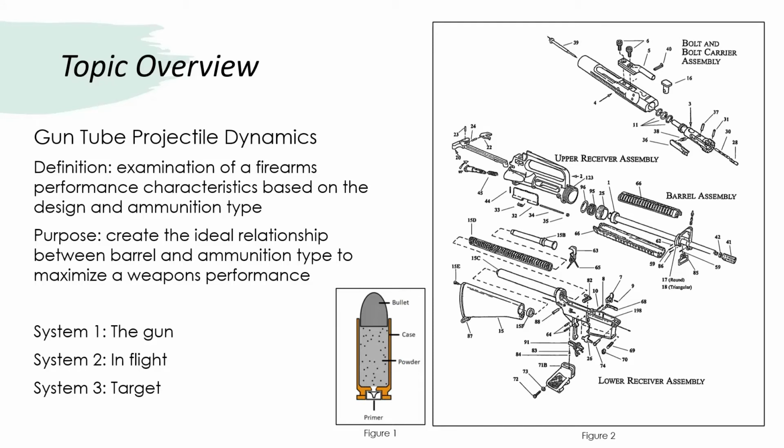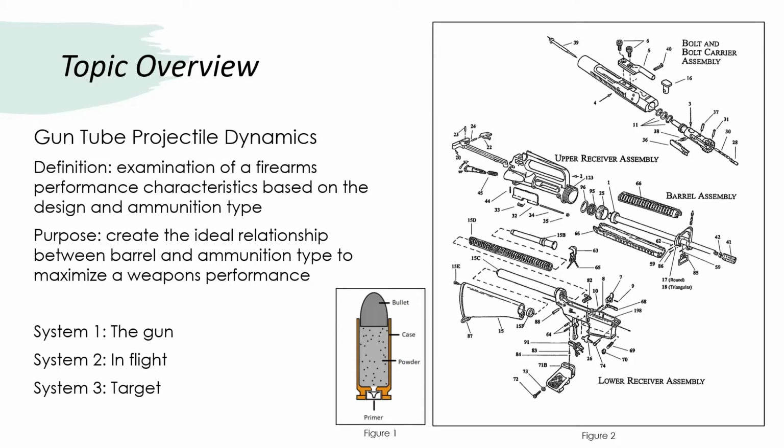Based on the caliber of the bullet, its velocity on impact, and the rigidity of the target, we can hypothesize this outcome as well. Gun tube projectile dynamics considers all three of these systems, working backwards from the desired outcome to develop initial conditions to ensure it.